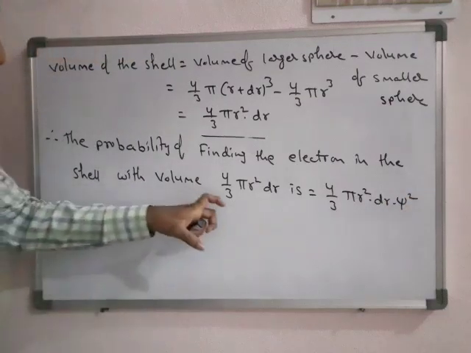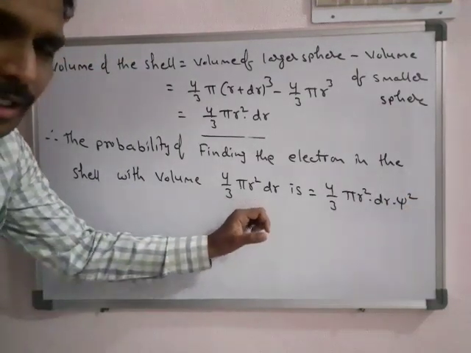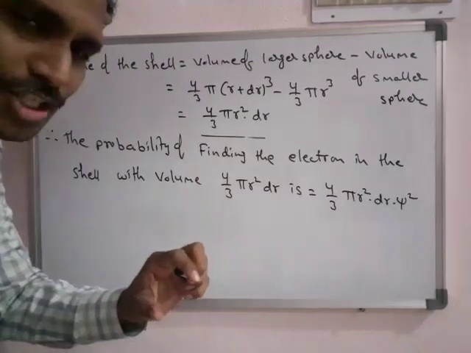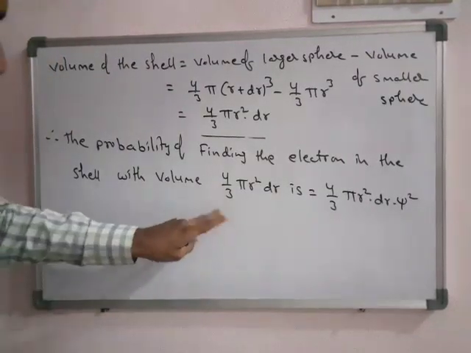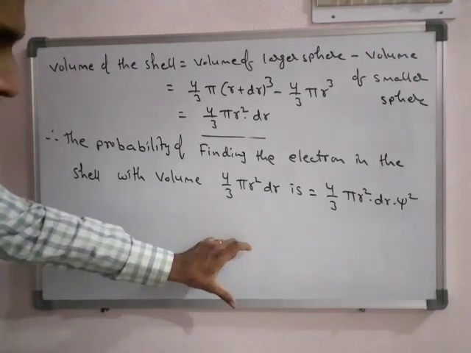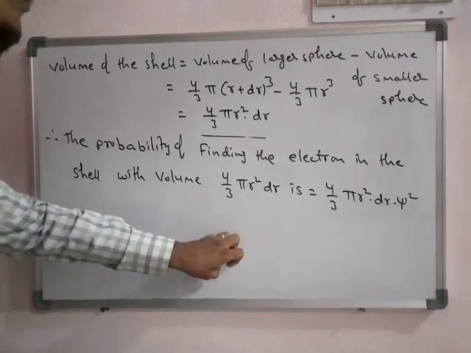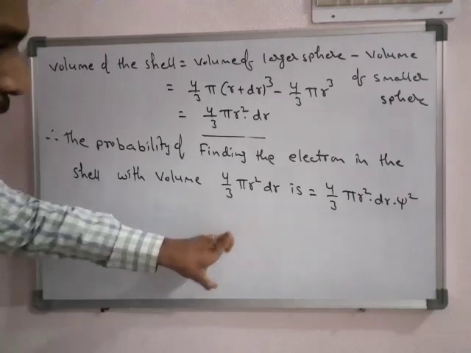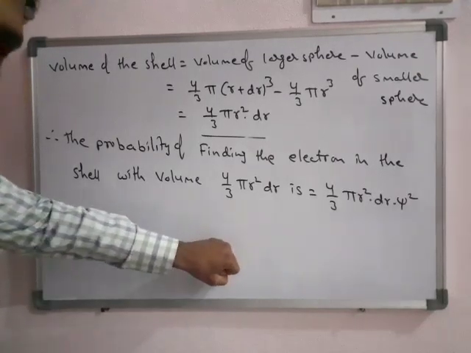Means 4/3 pi r square dr, plus that is only the volume of the shell. Volume of the shell is 4/3 pi r square dr. Okay, just now we calculated it by subtracting the inner sphere volume from the outer sphere volume.